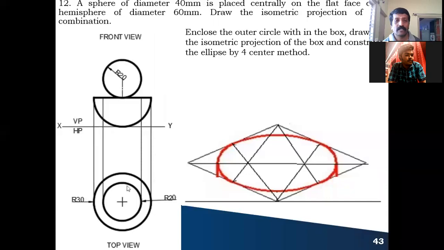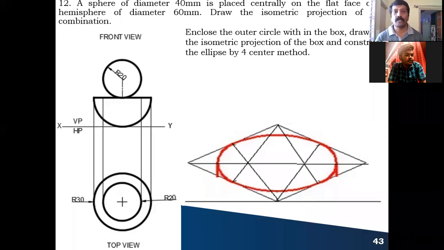So first draw the XY line, below that. The hemisphere diameter he has given. What is the hemisphere diameter? 60 millimeter. The hemisphere cut section, half section, even if you see from the top, it looks like a circle only. So you can draw a circle of radius 30 millimeter, the outer circle. So your hemisphere looks like a circle in the top view.